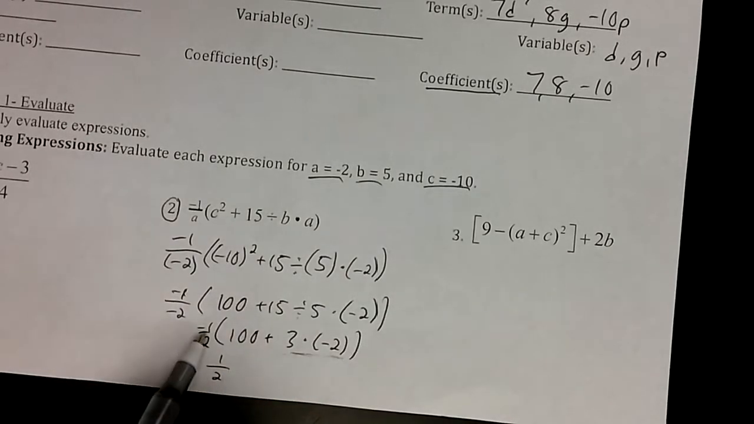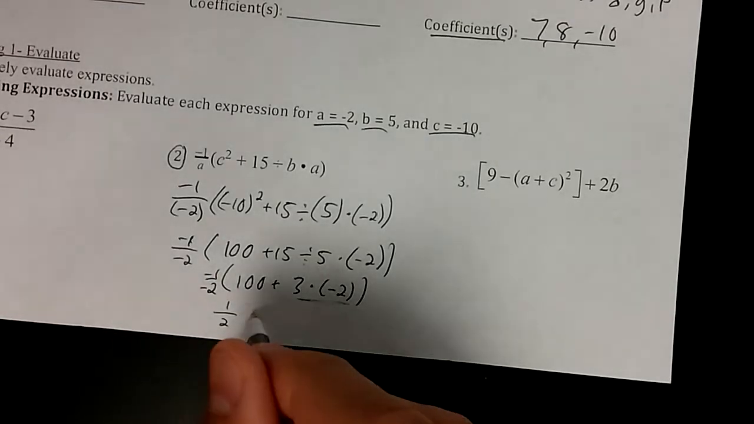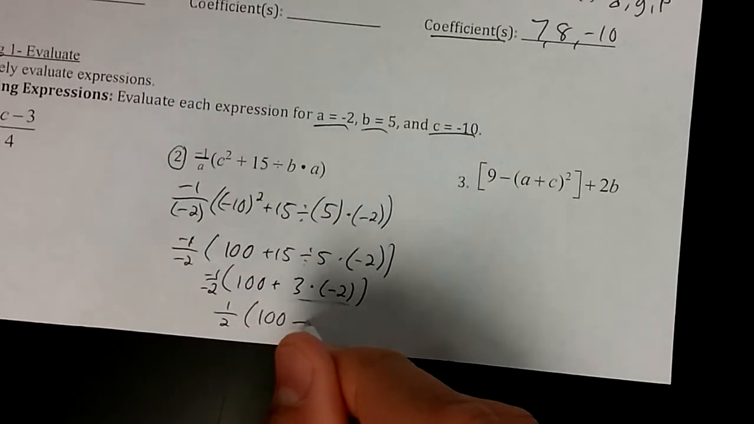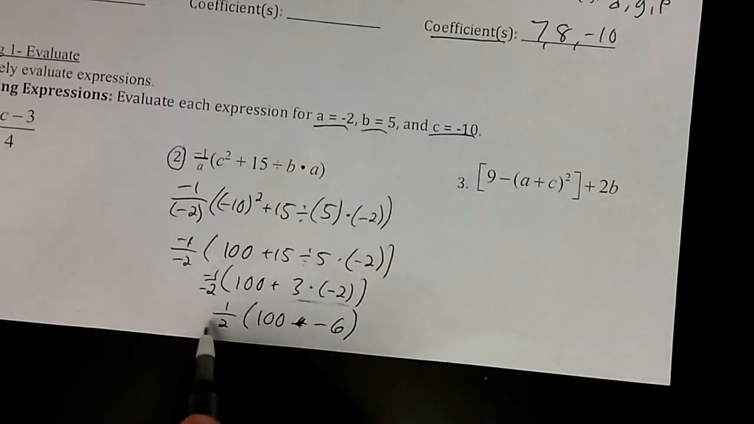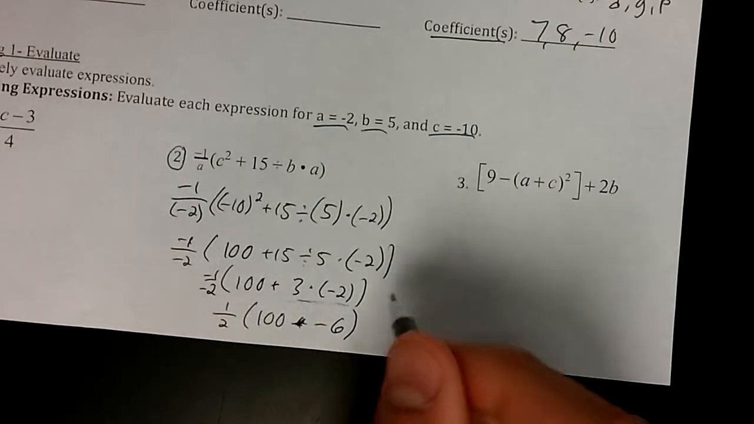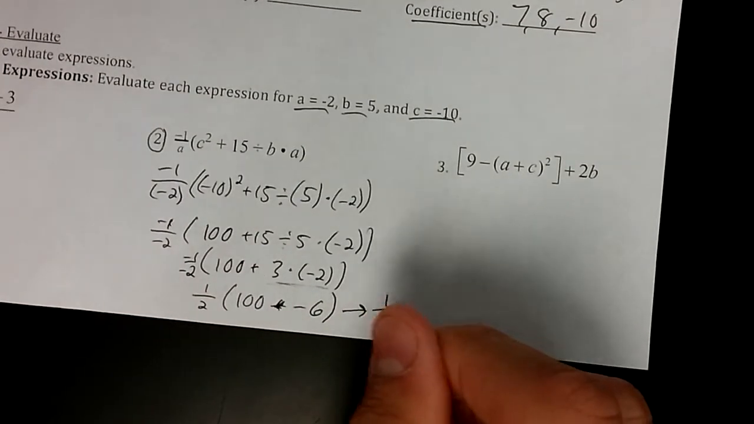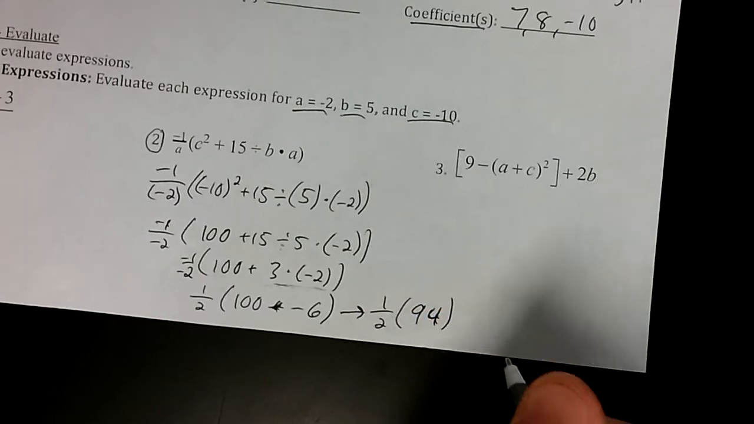I'm going to change negative 1 over negative 2 to 1 over 2. The negative signs cancel out. So you're going to have 100 minus 6. And now I have parentheses, multiplication. So parentheses still have one more operation to do. So it's going to be 1/2 times 94 when you subtract 6 from 100.